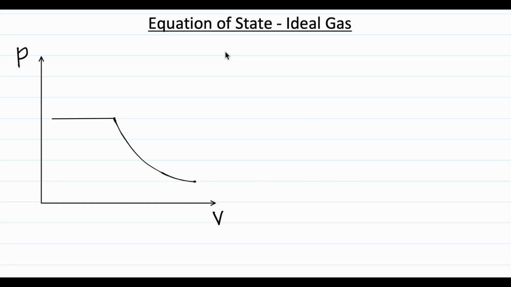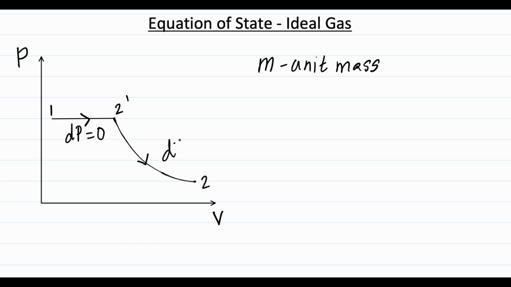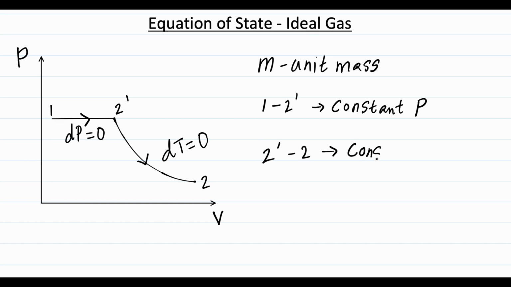To derive the equation of state for an ideal gas, a unit mass of gas is considered, and this gas is changing its state from 1 to 2 dash at constant pressure and 2 dash to 2 at constant temperature. So this is going to be a constant pressure process, so dP is equal to 0, and this curve or isotherm is a constant temperature process. So 1 to 2 dash is a constant pressure process, and 2 dash to 2 is a constant temperature process.